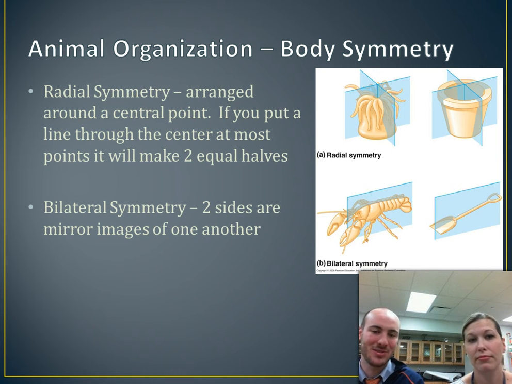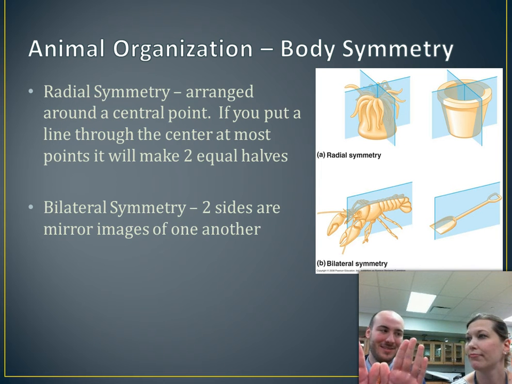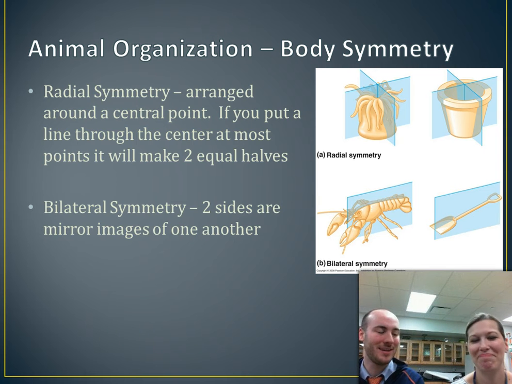Bilateral means there's really just one spot where you can cut it in half and you have two sides that are mirror images of each other. Like right now I'm making a shape that is bilaterally symmetrical because you cut it down the middle, you got two hands, right? That's because I'm bilaterally symmetrical. Yes, you are. If I showed up being radially symmetrical, that'd be weird.